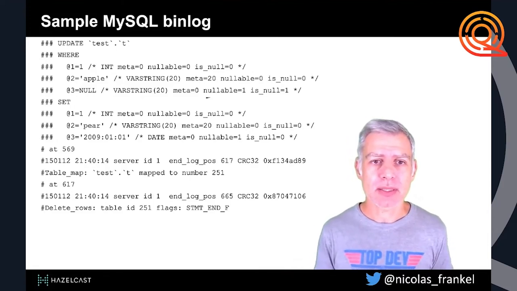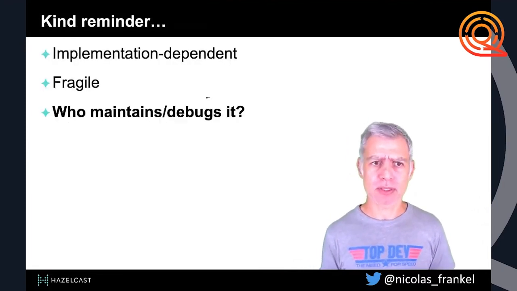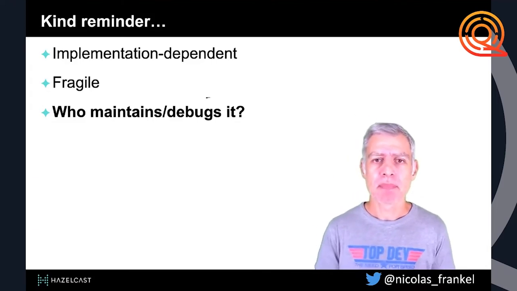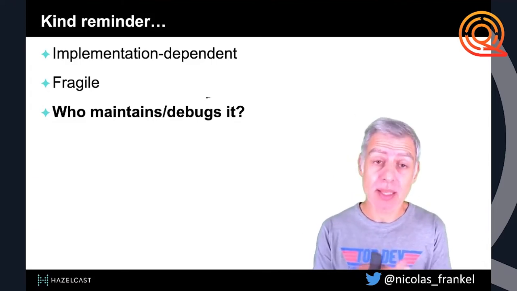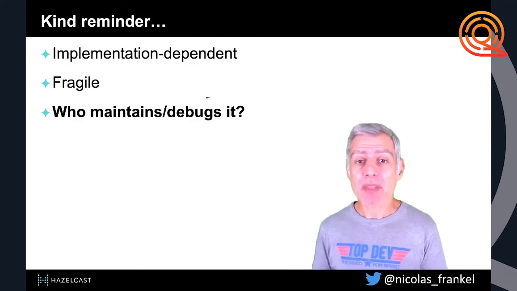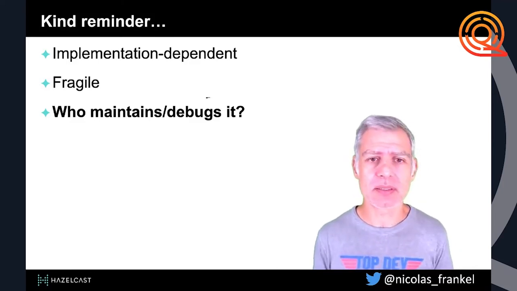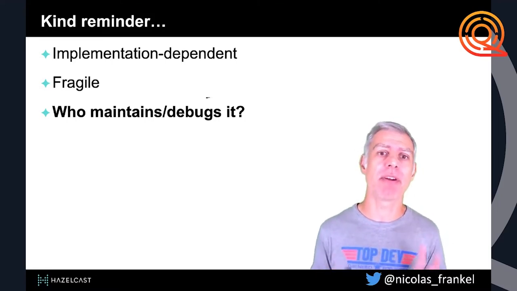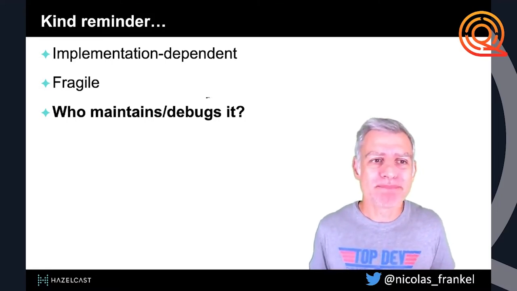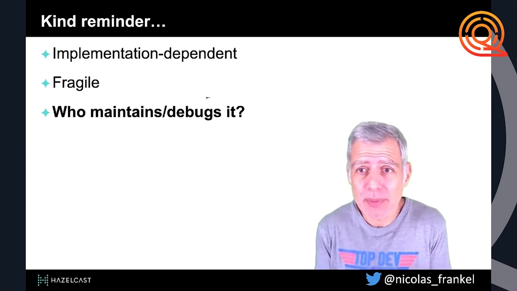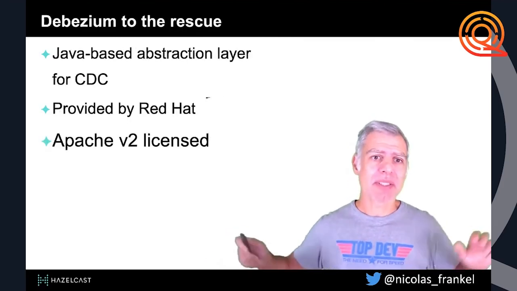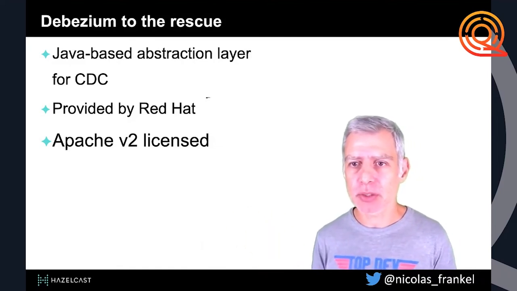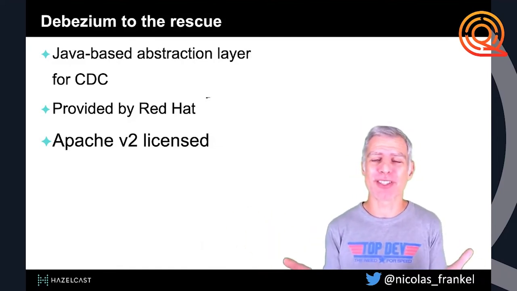And you might object, hey, before you told us it's not implementation independent, it's fragile. Of course it is. And who will maintain and debug it? And those are very, very valid points. So what can we do? Well, there is someone or an organization, a library that does it for us.